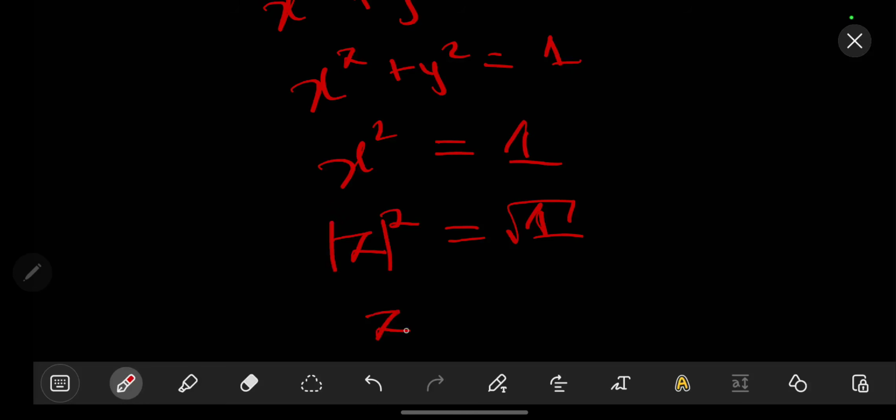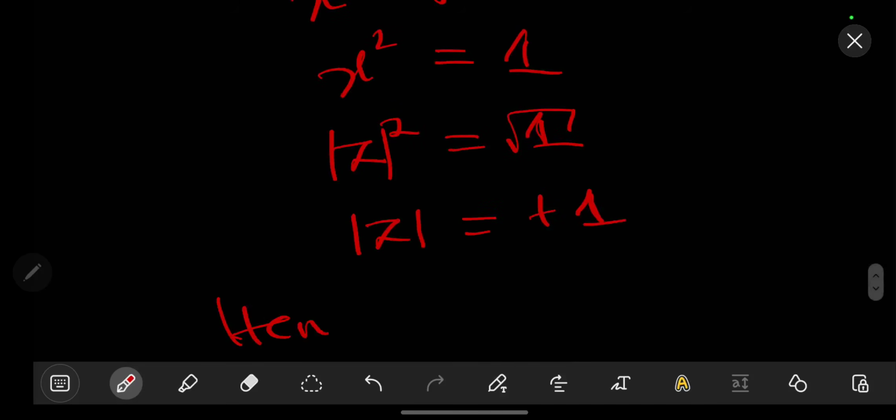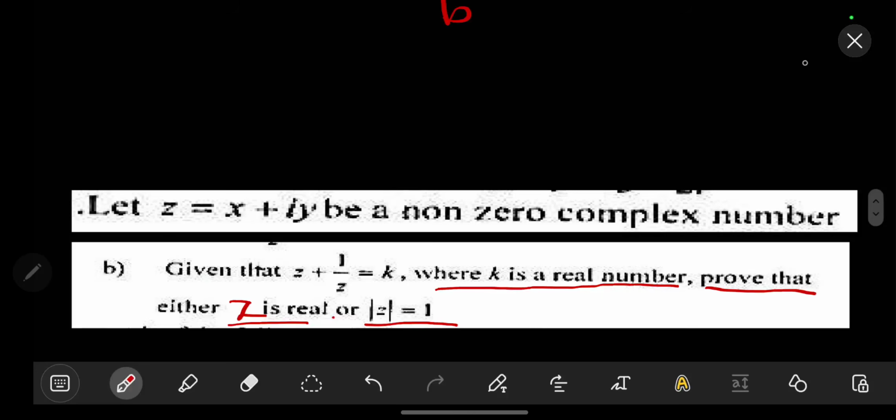So the absolute value of z should be equal to positive 1. In the actual sense, we are just finding the square root of both numbers, which is the absolute value of z is equal to positive 1. Then we can say hence proven, or rather as required. It was saying the absolute value of z should be equal to 1, which we have found. We have also proved that z is real. Let's move on to our next question.